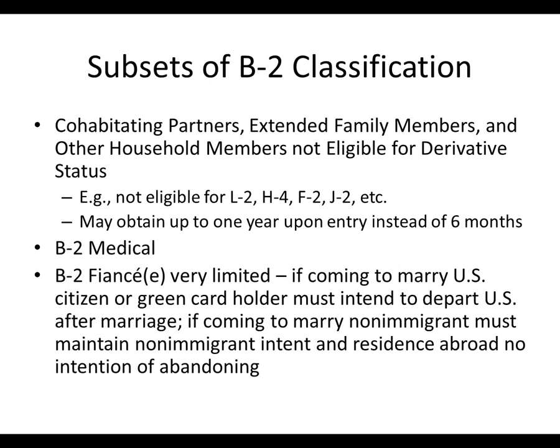This is also possible if you're coming into the U.S. to marry, say, an H-1B non-immigrant. You can show that you have a residence abroad, you have no intent of abandoning it, and that you absolutely will maintain non-immigrant intent and will depart the U.S. afterwards, or will seek to change your status to the possible H-4 after marriage. You still have to then demonstrate your single intent. So these are very tricky situations, and you should talk with experienced counsel before engaging any of these special types of subsets.